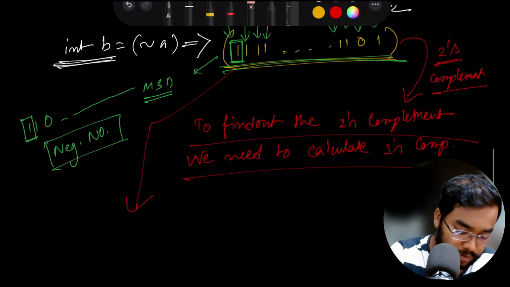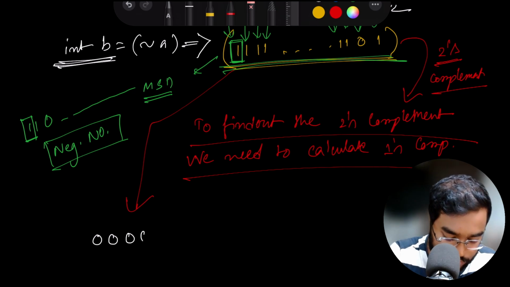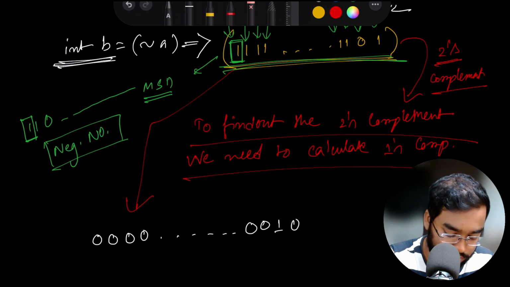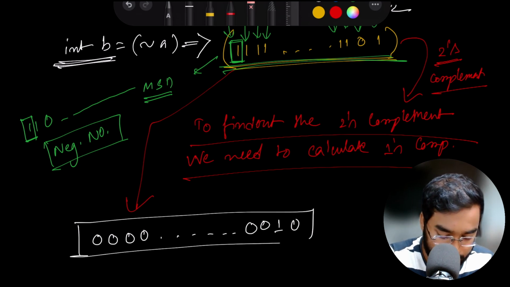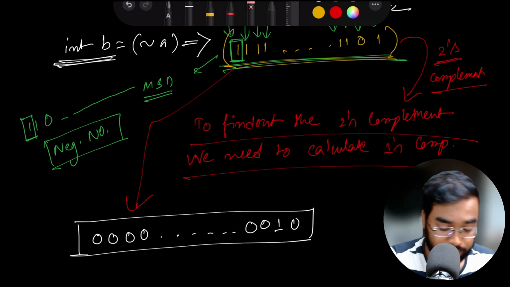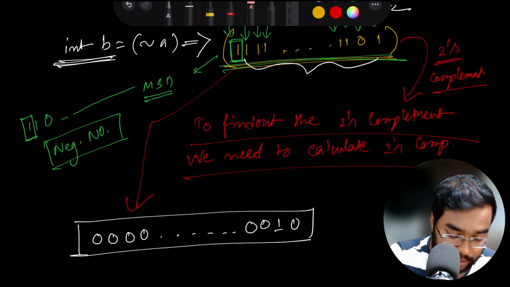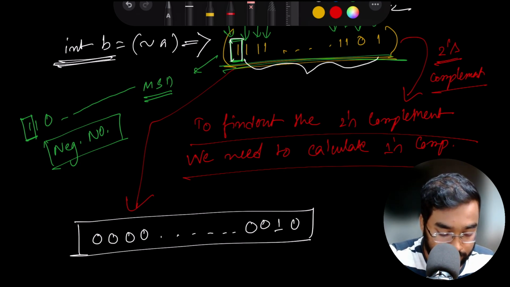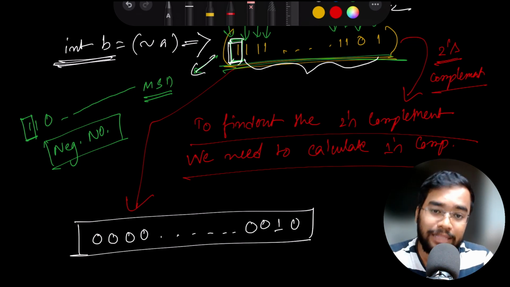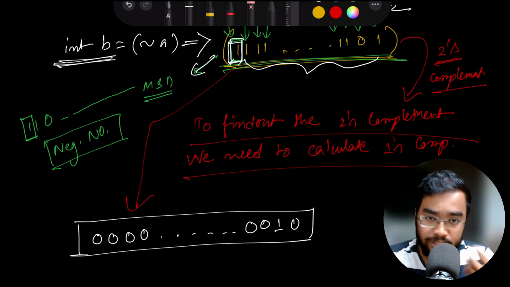Obviously, the one's complement would be 0 0 0 0 dot dot dot dot dot dot 0 0 1 0 again. Okay, and then don't forget the number would be negative. Why? Because these bits are going to be converted. This is for the sign. If it is 1, then the sign is negative. If it is 0, then the sign is positive.